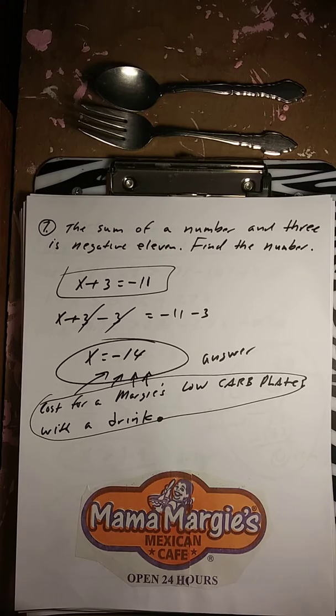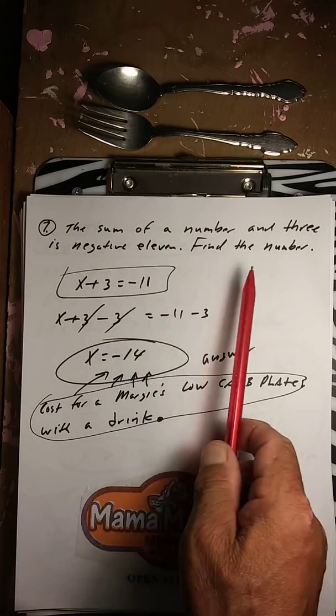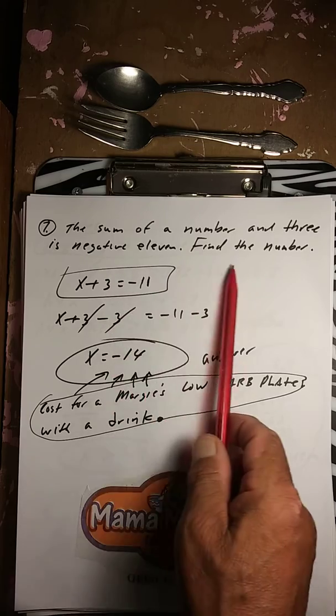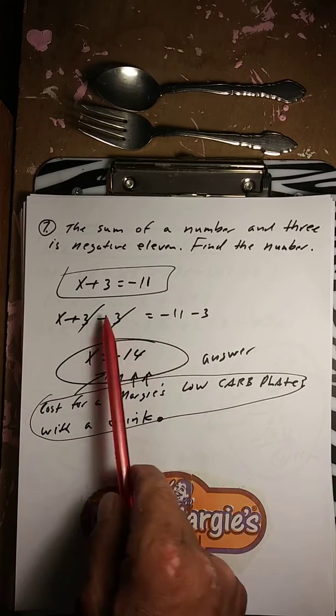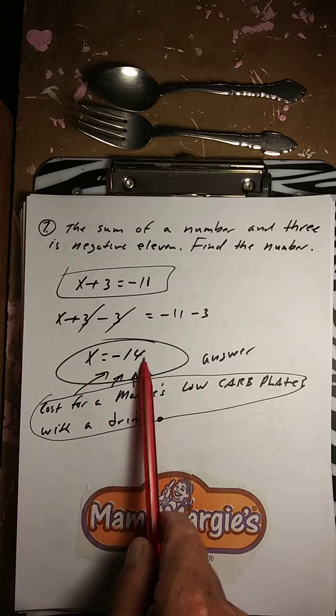Now, the sum of a number and 3 is negative 11. Find the number. So x plus 3 equals negative 11. Minus 3, these are gone. So x is negative 14.